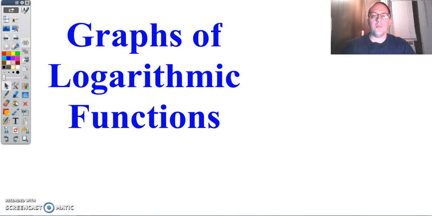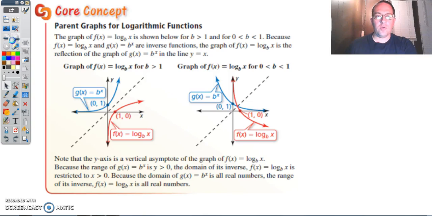Hello class, today what we're going to talk about are the graphs of logarithmic functions. So a logarithmic function, as we saw in the previous video, is the inverse of an exponential function. Here, if you look, the exponential function is in blue, the logarithmic function is in red.